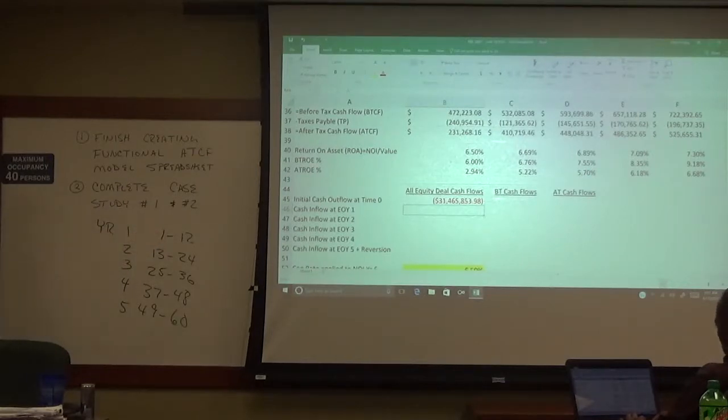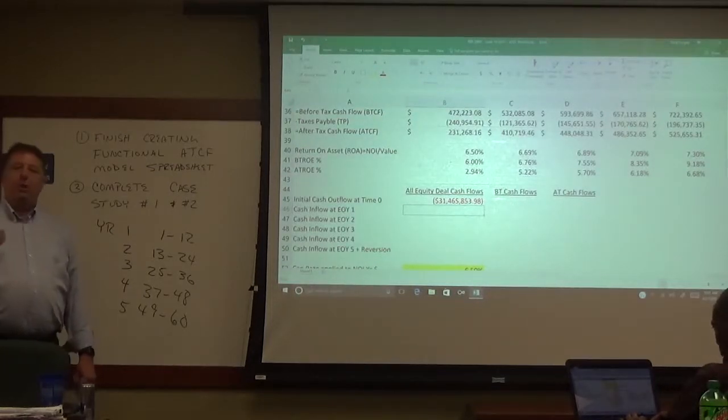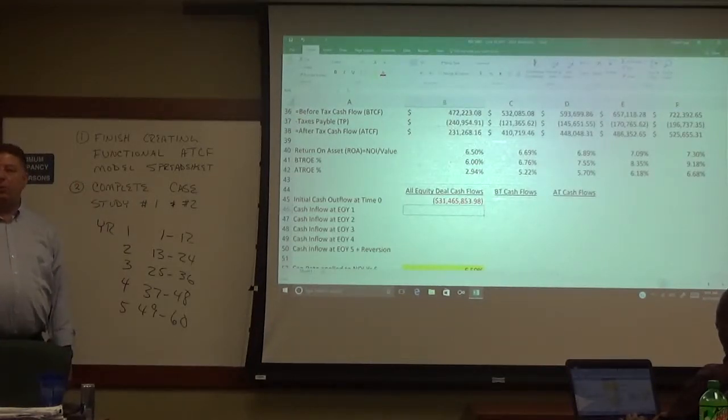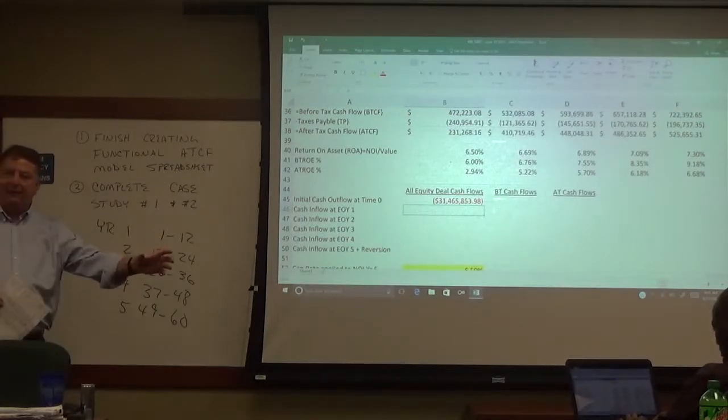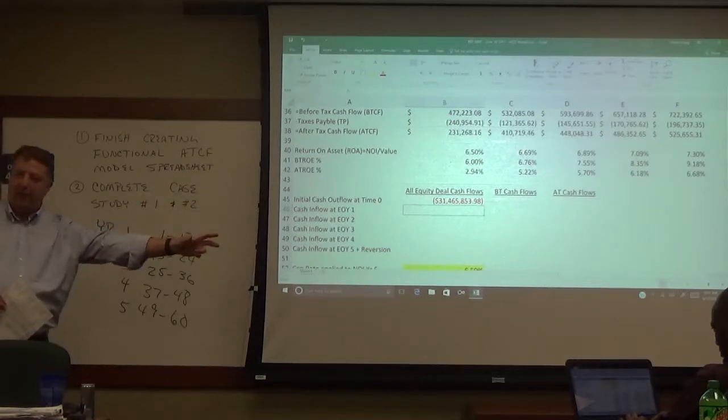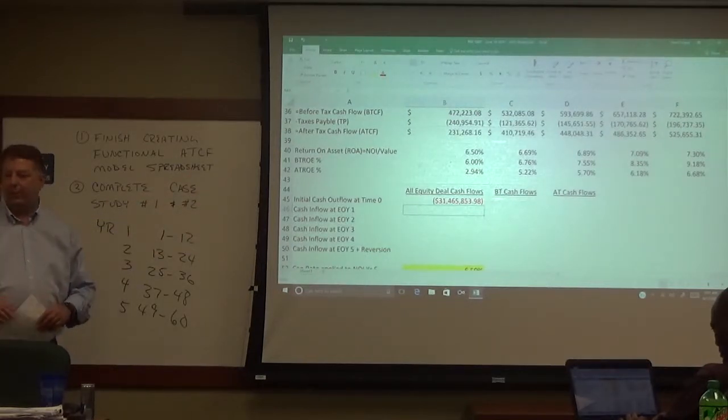So a normal investor is going to look at all three of those to sort of say, okay, how does this play out in our own personal investment strategy? Because chances are you're going to have different hurdle rates for each of those. Normally, you're going to have a higher hurdle rate for an all cash deal than you're going to have on the before tax or the after tax. Okay? All right.